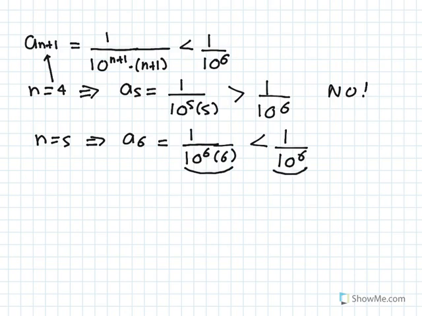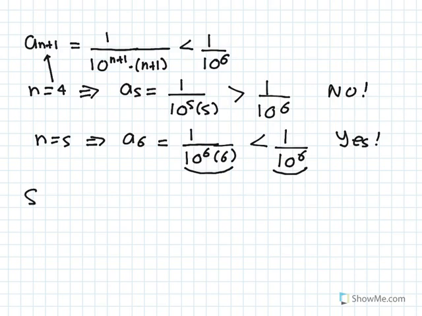Hence, the ratio on the left-hand side is less than the ratio on the right-hand side. So n equals 5 works. That means we need to add up the first 5 terms of this series to approximate the sum of this series with error less than 0.000001, or 10 to the minus 6.